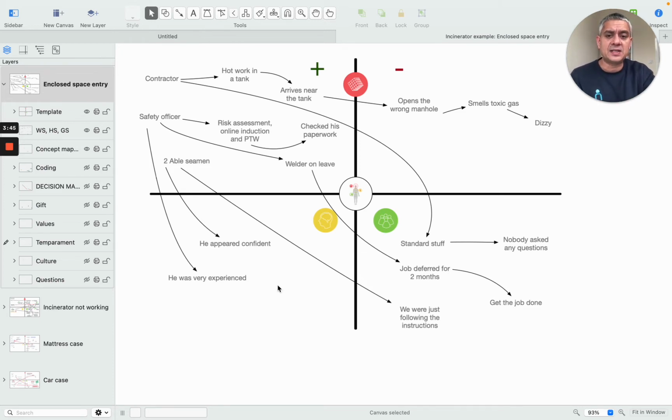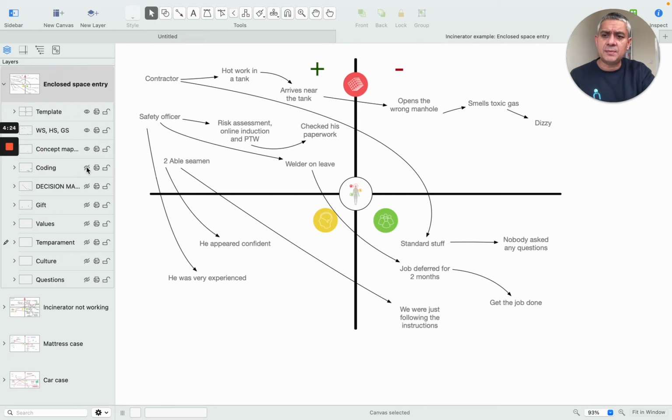And this is the bit that takes a little bit of time and training. We then interviewed the two able seamen who said that the contractor appeared very confident. Again, he's giving a very psychological impression that he is somebody who knows his stuff well. And then the able seamen said that we were just following the instructions, right? So that tells you something about the culture of this workplace, right? That people don't question, they just follow the instructions.